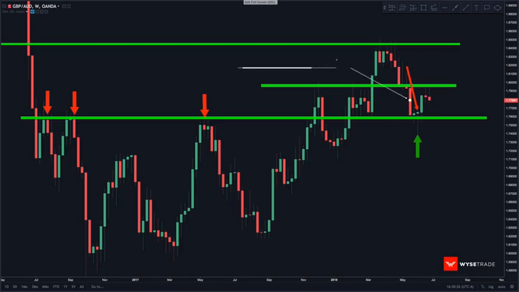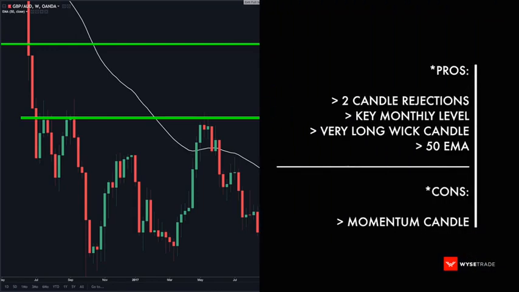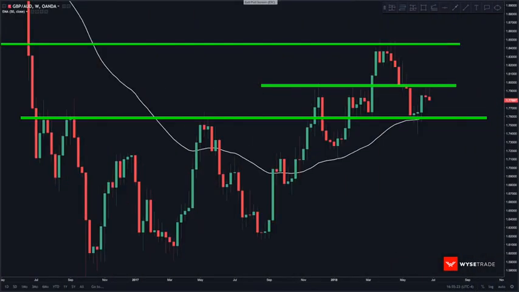What we don't like is this massive momentum candle as it approaches this level of support. But now look at the pros we have on our side. We have a long wick candle, followed by an even better, longer wick candle, both rejecting this level of support, and also rejecting the 50 EMA. Look at how the pros outweigh the cons. Once we had confirmation on the daily time frame, we started looking for entries long.